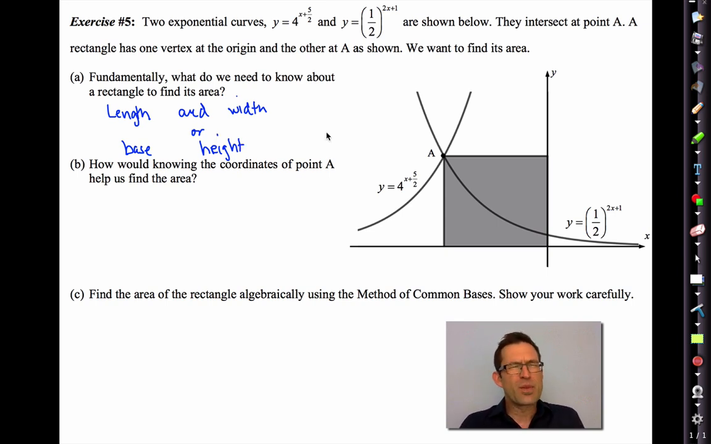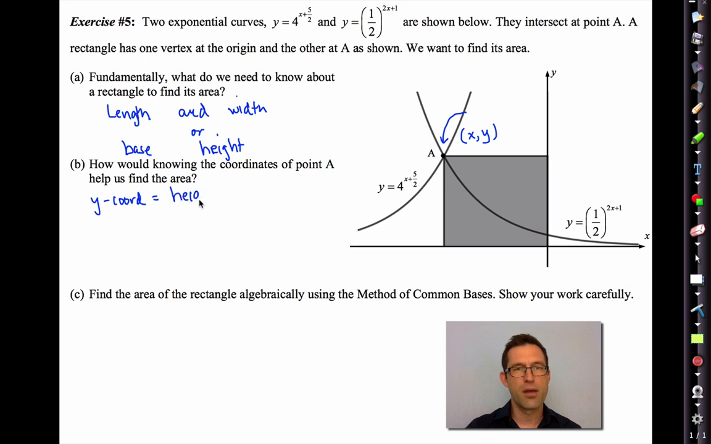All right, well, letter B. How would knowing the coordinates of point A help us find this area? Well, think about that for a minute. If I knew the coordinates of point A, how would it help me find the area? I wonder. Well, let's talk about it. Now, the y-coordinate would simply be the height. And the x-coordinate, well, it would be negative, obviously, from the picture, so maybe its absolute value would be the base.